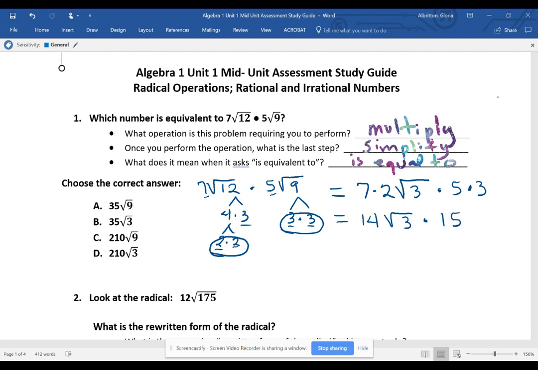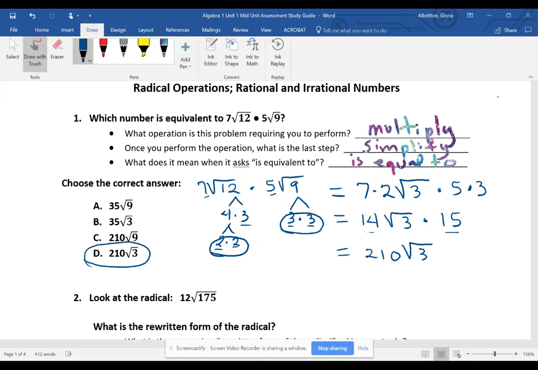Now, remember the steps. Step 1, you multiply the coefficients. Those are the numbers outside the radicals. So I've got 14 times 15 because there's no longer a radical here. That gives me 210. And then I just bring the only radical that I have left down. So we still end up getting the letter D.